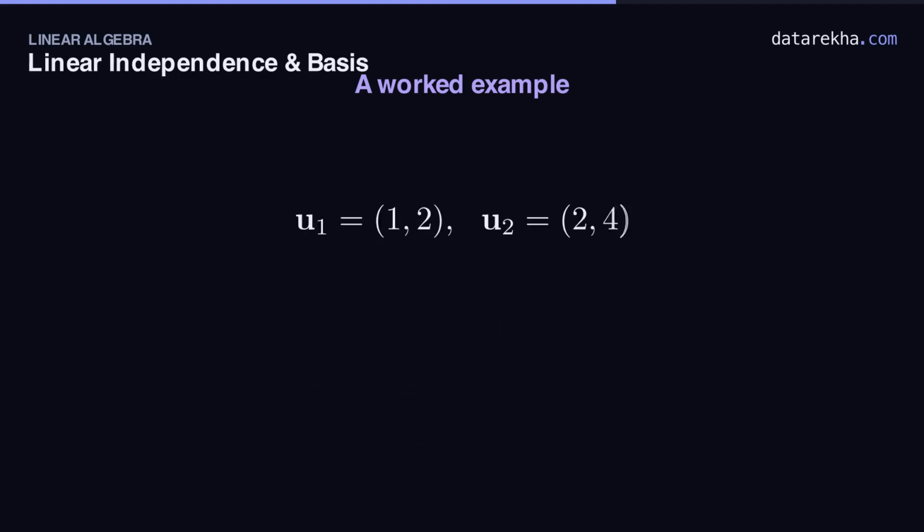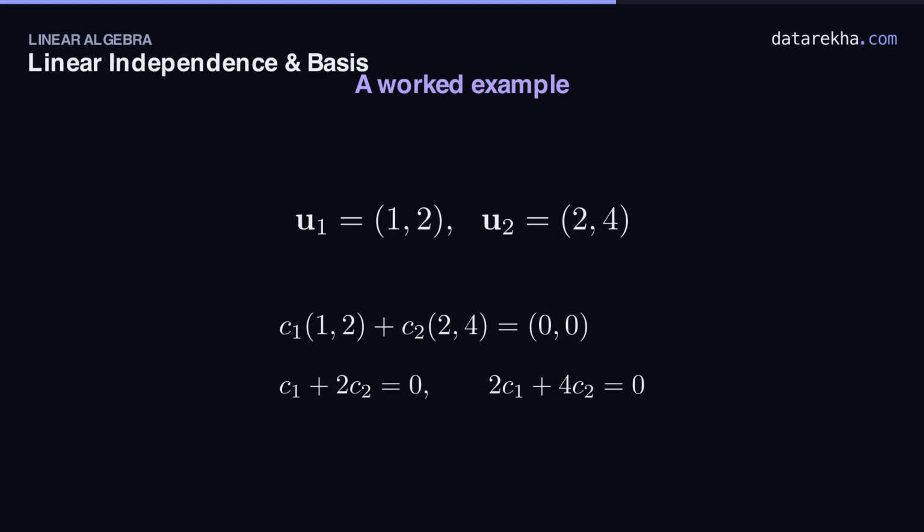Now a pair that fails. Take (1, 2) and (2, 4). Set the combination to 0, and the 2 coordinates give C1 plus 2C2 equals 0 and 2C1 plus 4C2 equals 0. But the second equation is just twice the first. It says nothing new. So there are endless solutions. Take C2 equal to 1 and C1 comes out at minus 2. A non-trivial recipe hits 0. So the pair is dependent and their span is only a line.